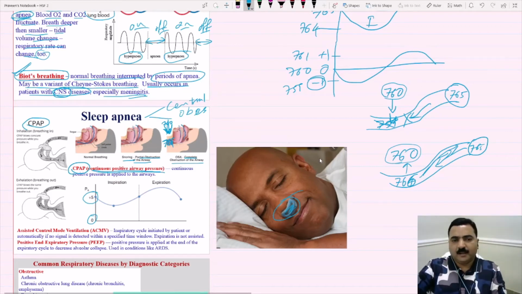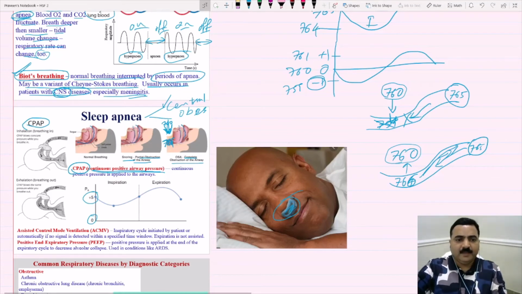But this is not useful for central sleep apnea. Central sleep apnea is not like obstructive sleep apnea. It is due to a problem within the brainstem and the respiratory regulatory centers, like in the case of central hypoventilatory syndrome, etc.